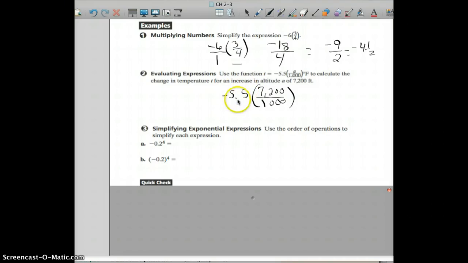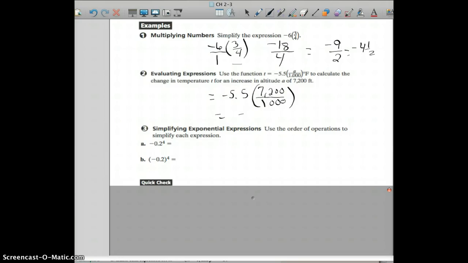That's going to tell us how much the temperature is going to change if we travel up to 7,200 feet. So we can then multiply, again, we're multiplying a negative times a positive. Our answer is going to be a negative, which should make sense. The temperature is dropping as we go up a mountain.